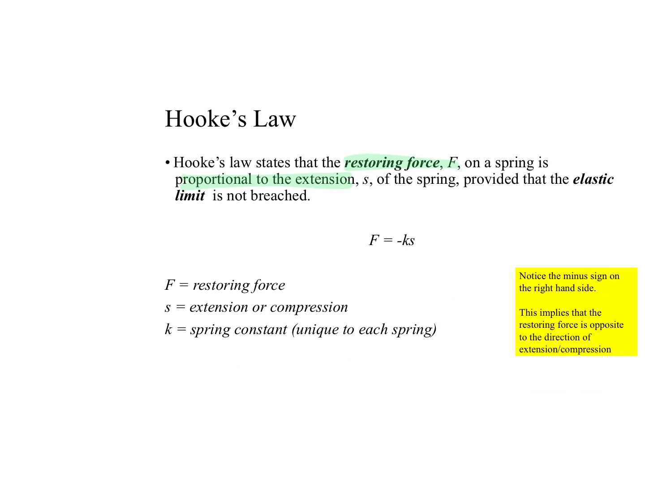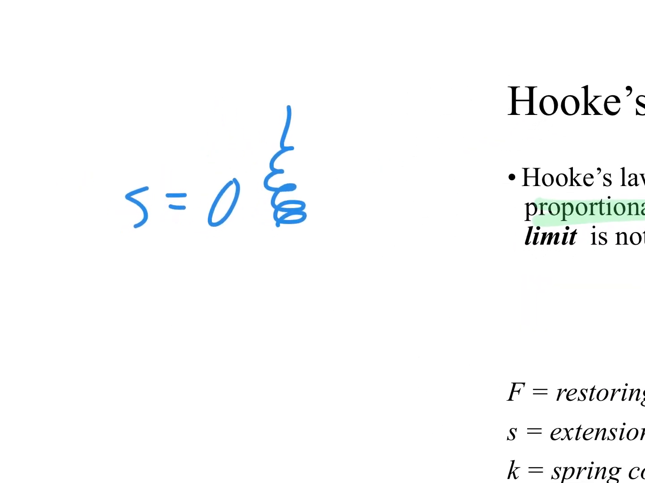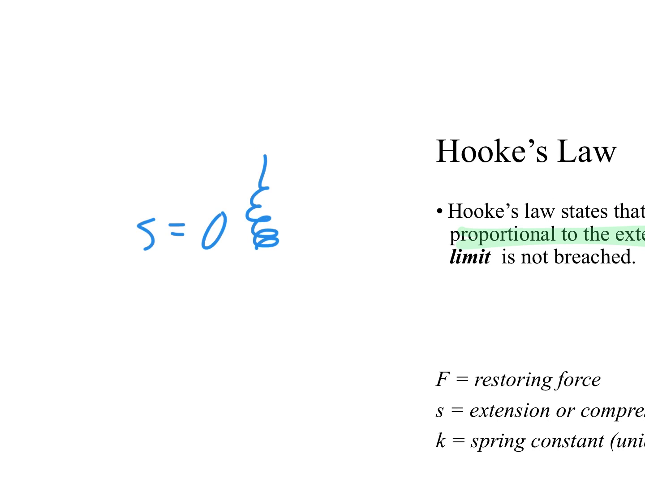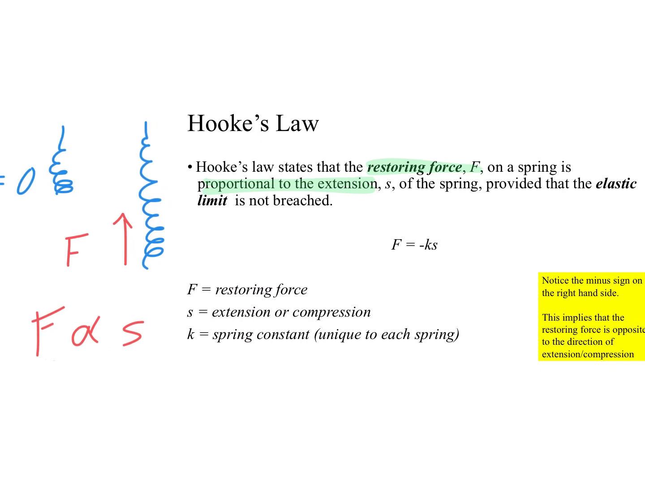So what that looks like for us, if we were to draw a spring, here's our spring where it's got no displacement on it. If we extend that spring, there's going to be a force acting to return it to its equilibrium position. We're saying that that force is going to get bigger the more you stretch that spring. So F is proportional to the displacement, right? The definition here really just mentions extension, but the same thing would be true for compression.